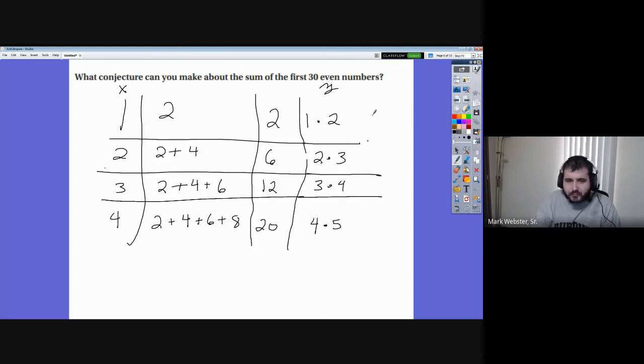So what this really is, this is x times 1 more than x. The number times the number after it, right? If x is 1, x plus 1 is 2. If x is 2, x plus 1 is 3. If x is 3, x plus 1 is 4. If x is 4, x plus 1 is 5. Same idea.